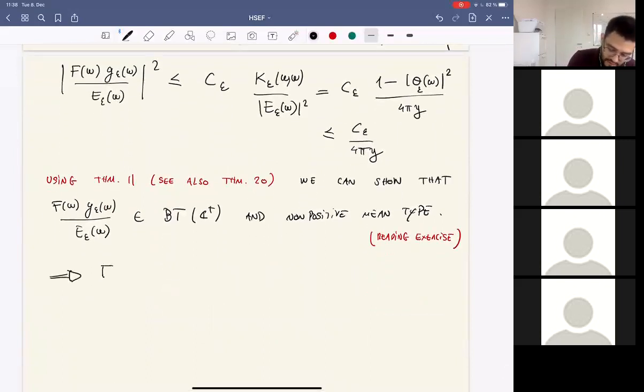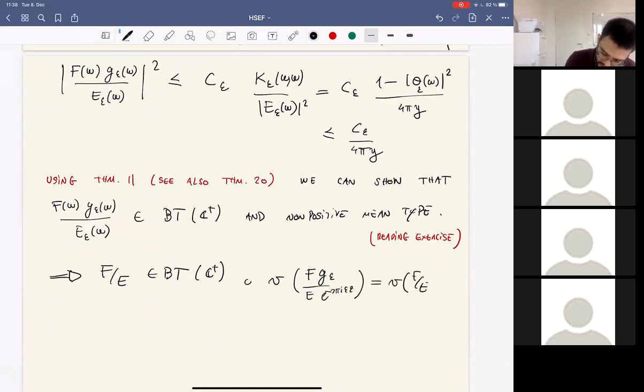So this shows that f over e is of bounded type, because the other bit which is multiplying this thing is of bounded type. And the mean type of this whole bit, which would be e and the exponential, equals the mean type of this, which should be less or equal than zero, sorry, plus the mean type of the remainder, plus the mean type of the other term, but that is zero, as I said. So the mean type of f over e is less or equal than zero.